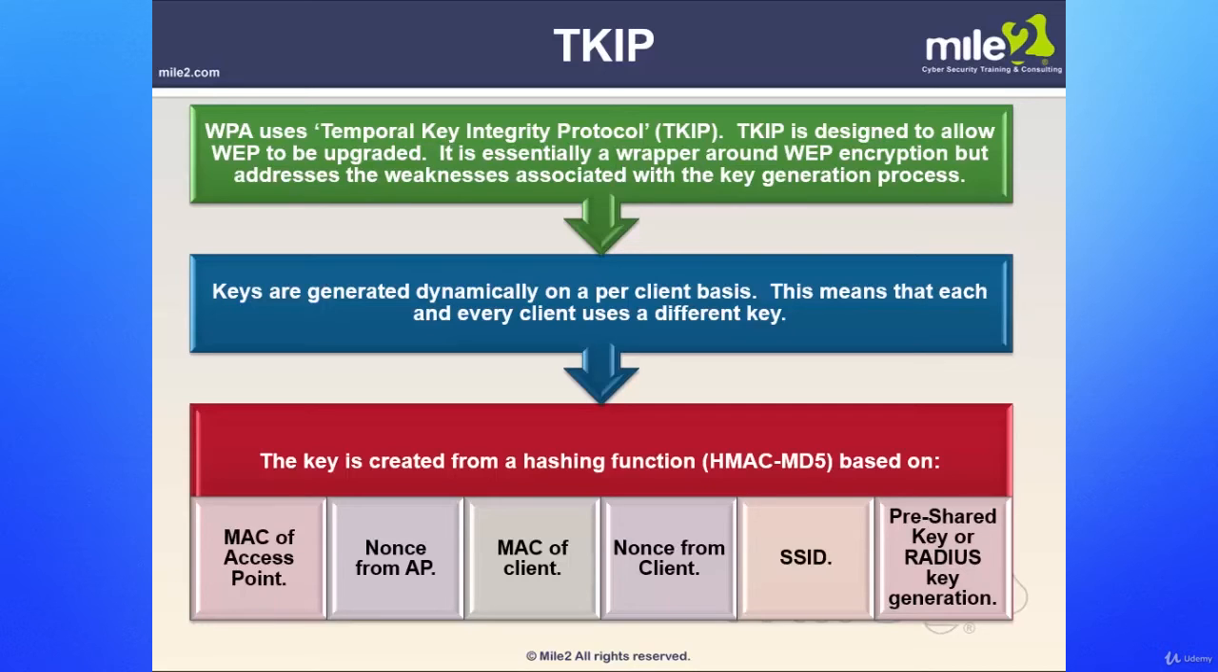It's basically a wraparound web encryption, but addresses the weaknesses associated with the key generation process. The keys are generated dynamically on a per client basis, which means that each and every client uses a different key. Now, the keys are generated from a hashing function called HMAC-MD5, based on the MAC of the access point, right, the MAC address, the BSSID, the nonce from an AP, which is just a random number from the access point that it uses.